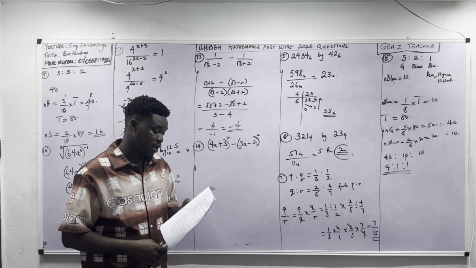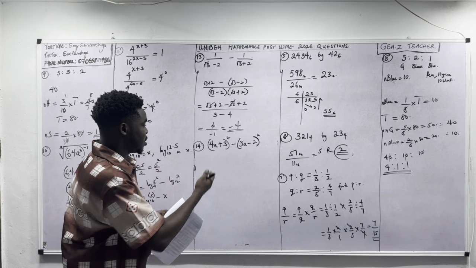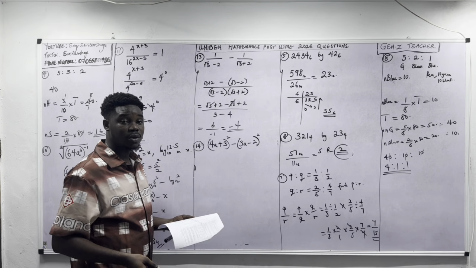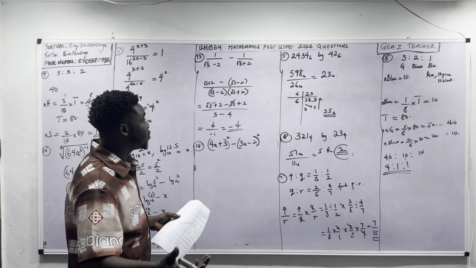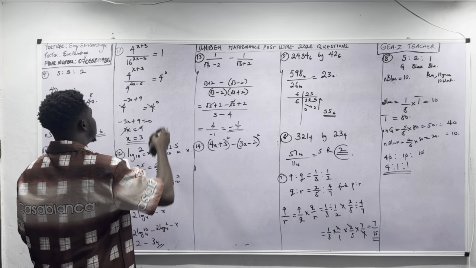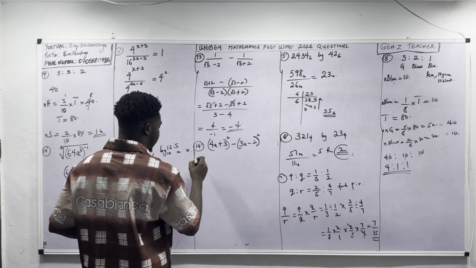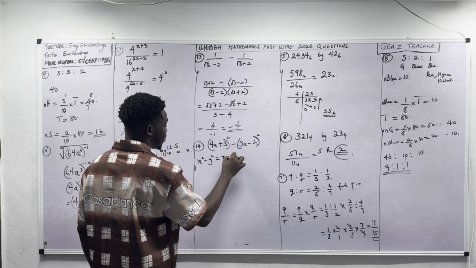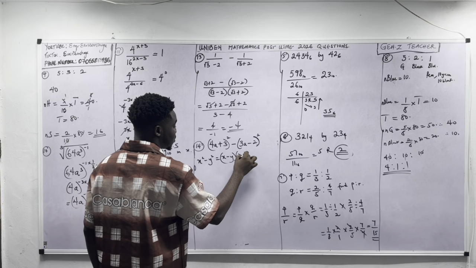Okay, number 14 says, factorize this expression. Now quickly, we're going to apply what we applied here initially, difference of two squares. For those who don't know difference of two squares, I'm going to put it over here. So if you have x squared minus y squared, that is equal to x minus y and x plus y.